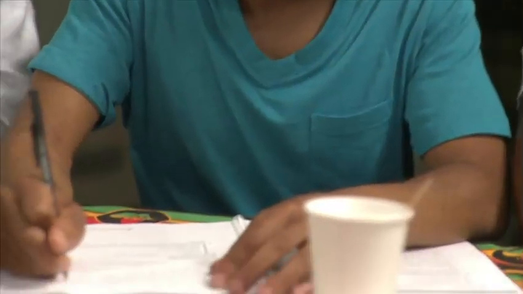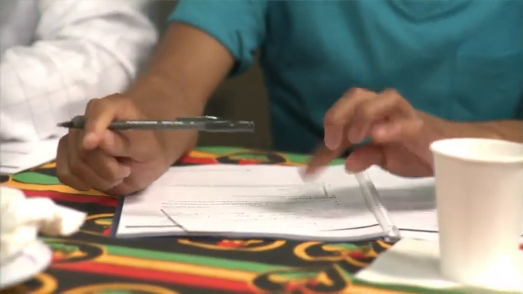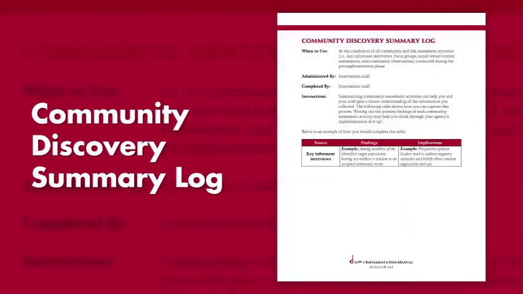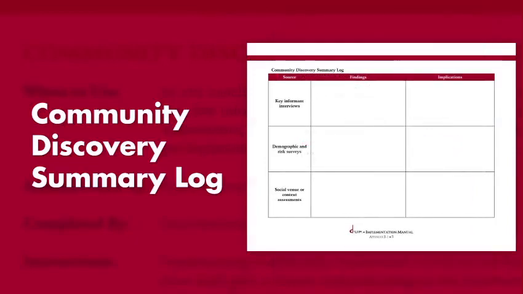A good start is to write out the primary findings from each one of these activities. This may help you think through your agency's plan for implementing D-UP. And the Community Discovery Summary Log can help to clarify your findings.